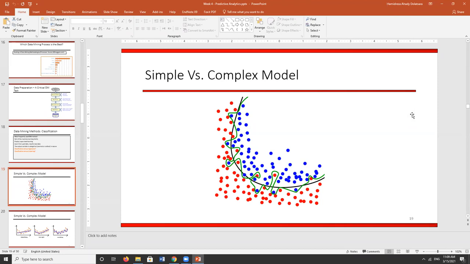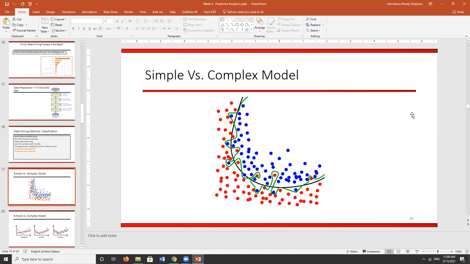Okay, let's talk about simple versus complex models. Look at this figure. I have two lines, one of them is green and the other is black. The green one could divide my discs into two groups more accurately. As you see, all of the blues are in one group, all of the greens are in the other group. This is much more complex than the black line.